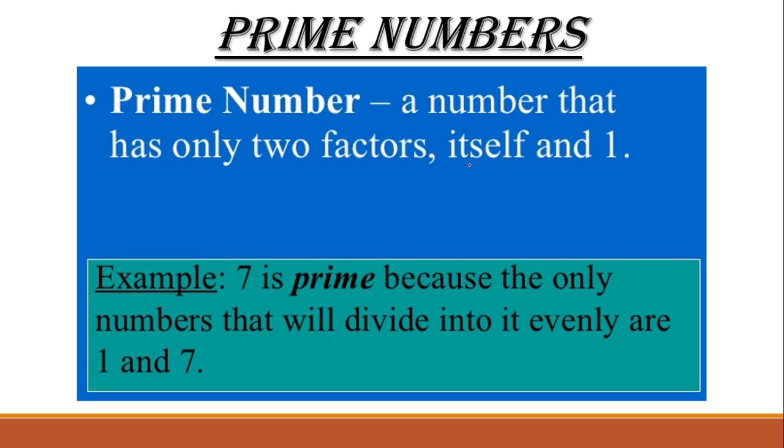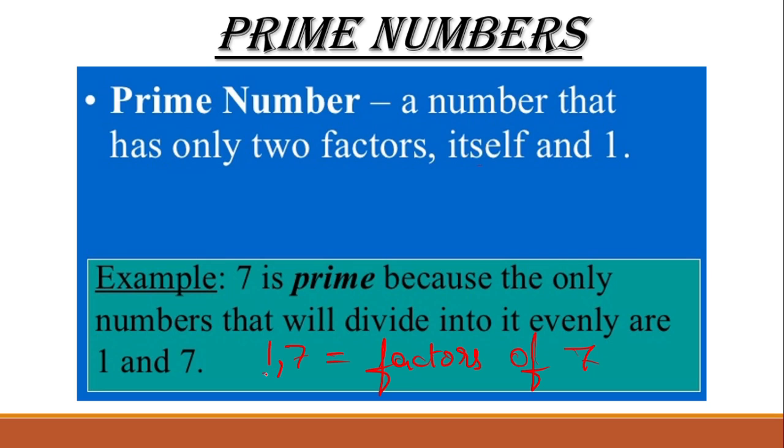Now here, if we talk about 7, 7 is a prime number because the factors of 7 are 1 and 7. So these are the factors of 7. Now 1 and 7 are factors of 7, right? Now it has only two factors, which is itself and 1. So it has not more than that.